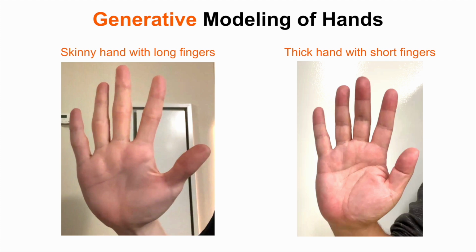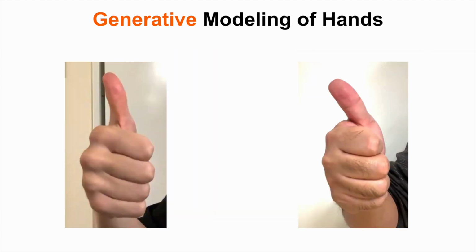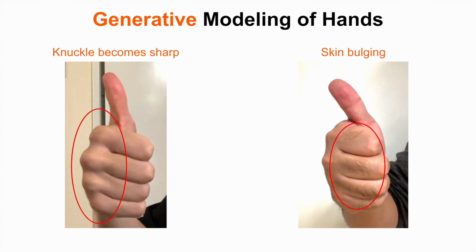What should UHM consider to universally represent 3D hands? First, identity. Each person's hands look very different. For example, the left hand is skinny and has long fingers. On the other hand, the right one is thick and has relatively shorter fingers. The other thing that UHM should consider is pose-dependent surface deformation. For example, when we do this kind of thumbs-up pose, skin around the knuckle becomes sharp. Also, skin around the finger root bulges a lot.